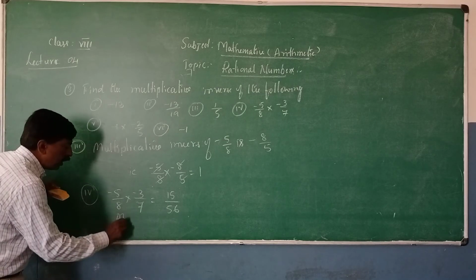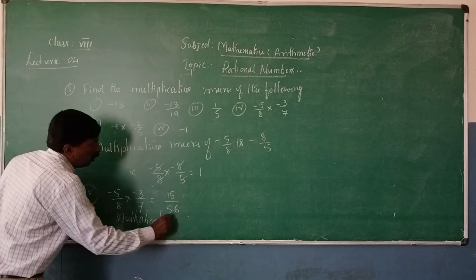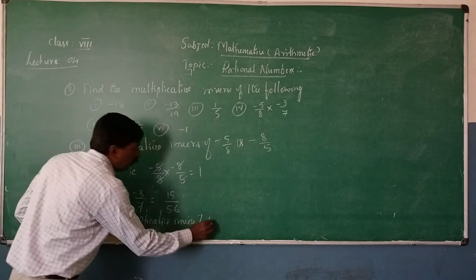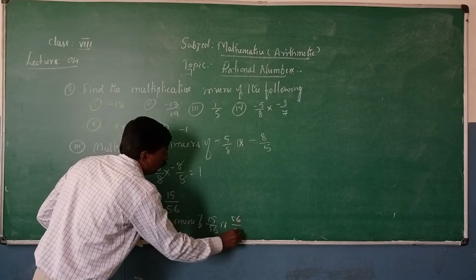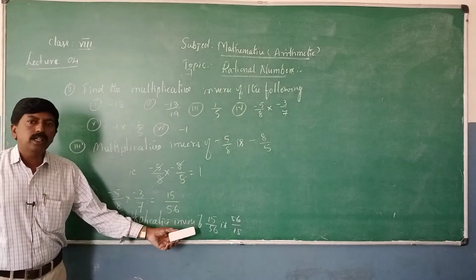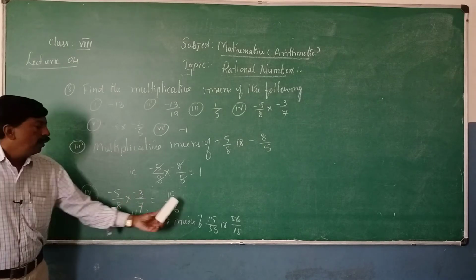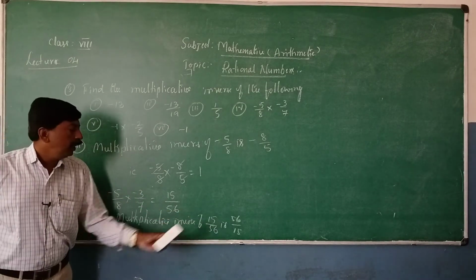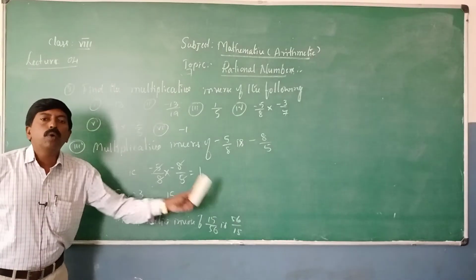Now, the inverse of these. The multiplicative inverse of 15 by 56 is 56 by 15. Directly it is not possible to write the answer, so you can find the product of these two, then you can simplify. Because 15 will cancel with 15 and 56 will cancel with 56, the result is 1.